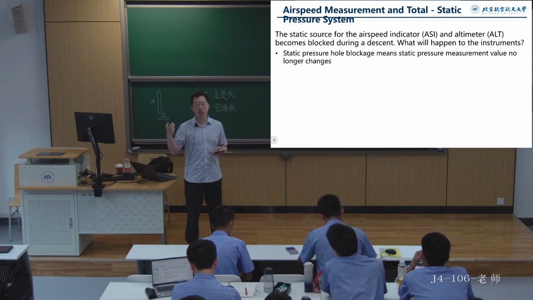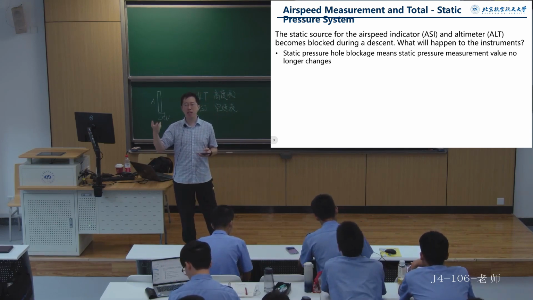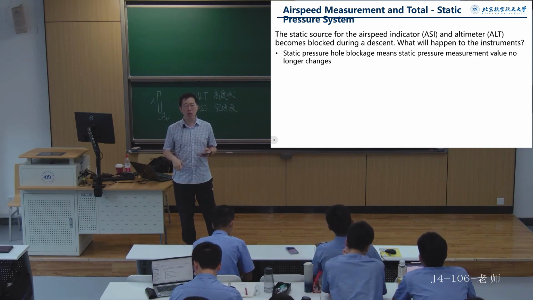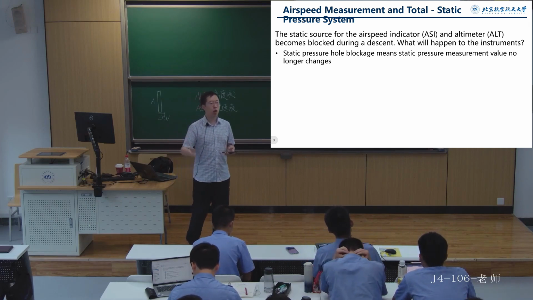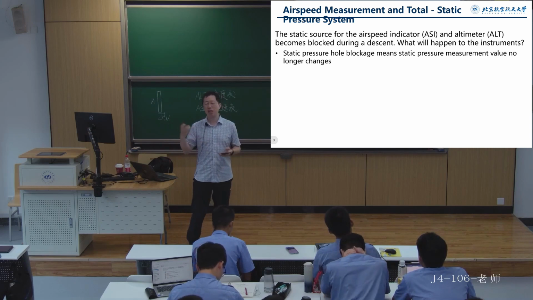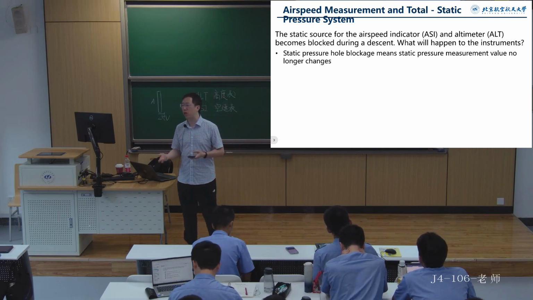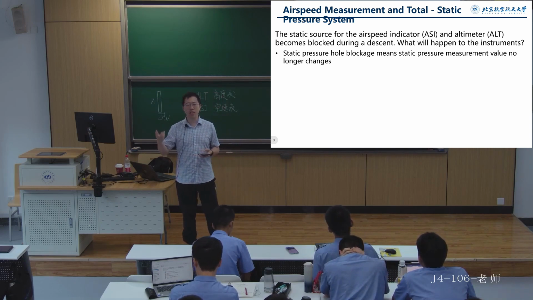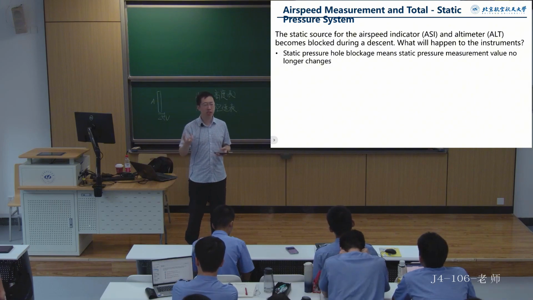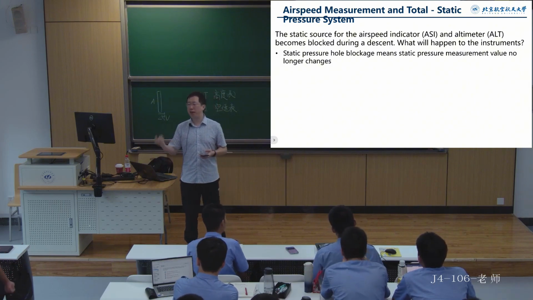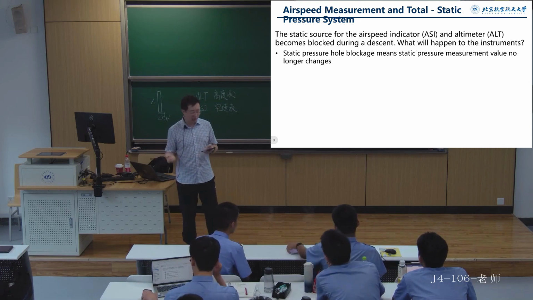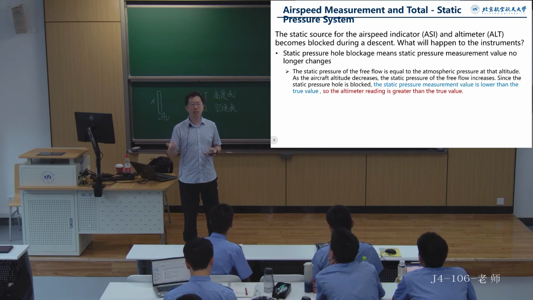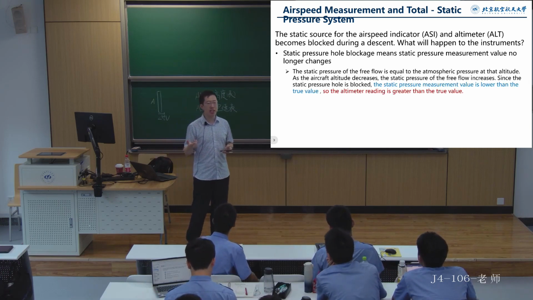It should be a process where the static pressure continuously increases, right? Or we could say it's the static pressure reading we obtain from the free stream. It should be a gradually increasing process, but due to the blockage, it doesn't change. So, we find that the static pressure should be smaller than the actual value, right?